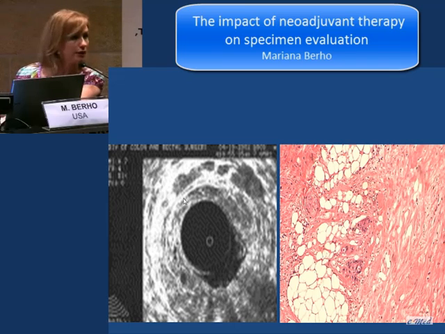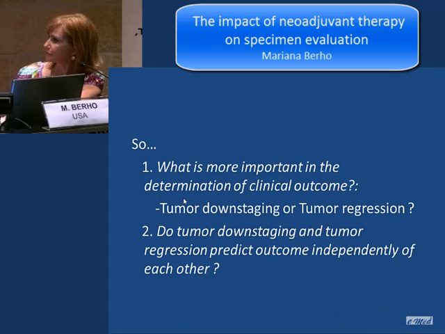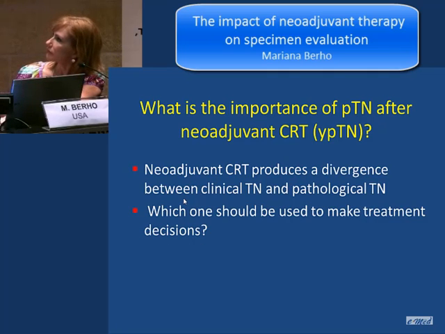So what is going to be more important? The fact that there's almost complete response, or the fact that the patient did not have any downstaging? Maybe both of these, tumor downstaging and tumor regression, predict the outcome in an independent fashion.